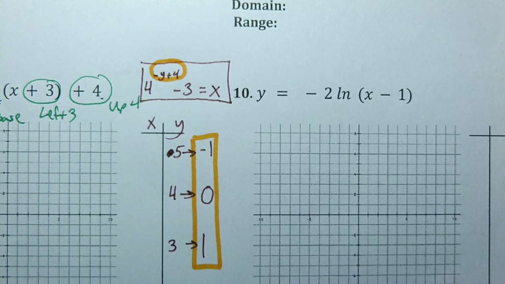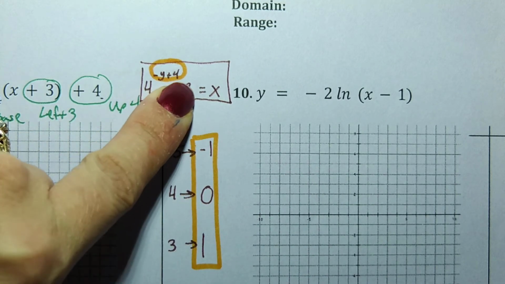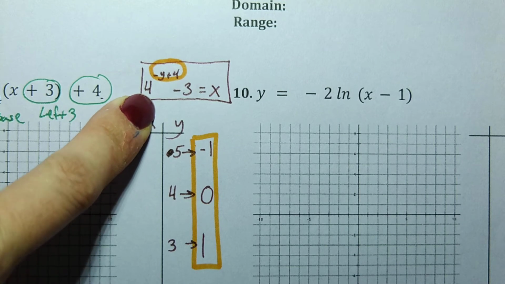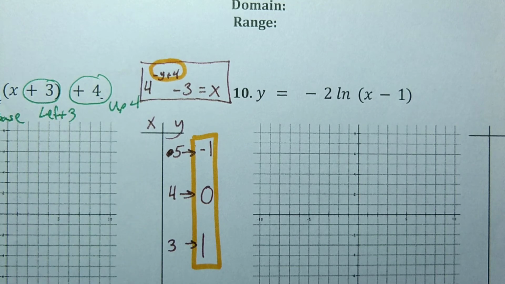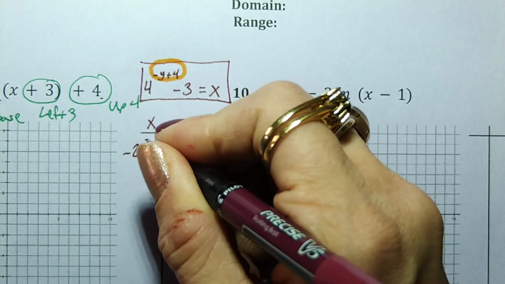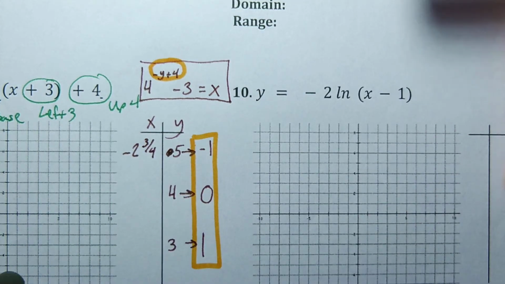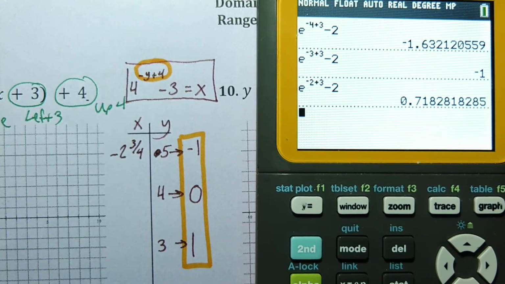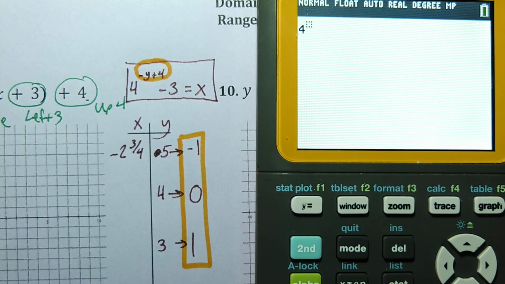And folks, you can use your calculator, but for ones that don't involve E or nasty decimals, it is good to practice doing PEMDAS and plugging those in. So negative 5 plus 4 is negative 1. What's 4 to the negative 1? 1/4. And when we subtract 3, that would be negative 2 and 3/4. That's right on that one.